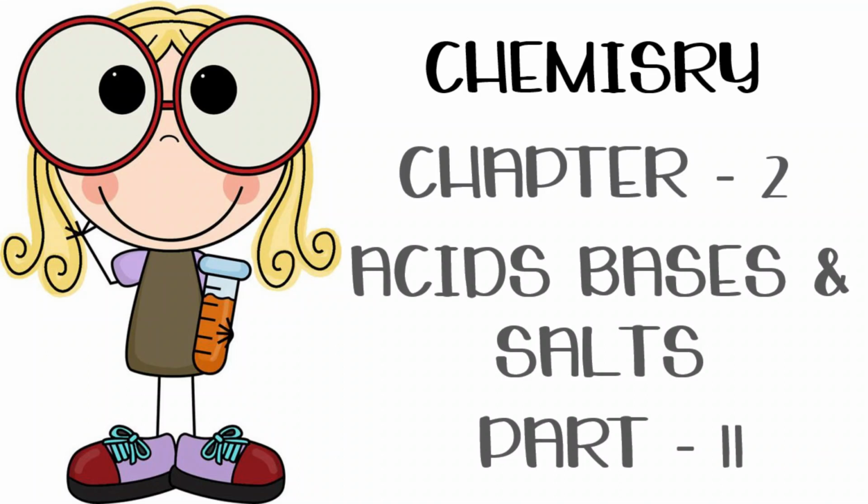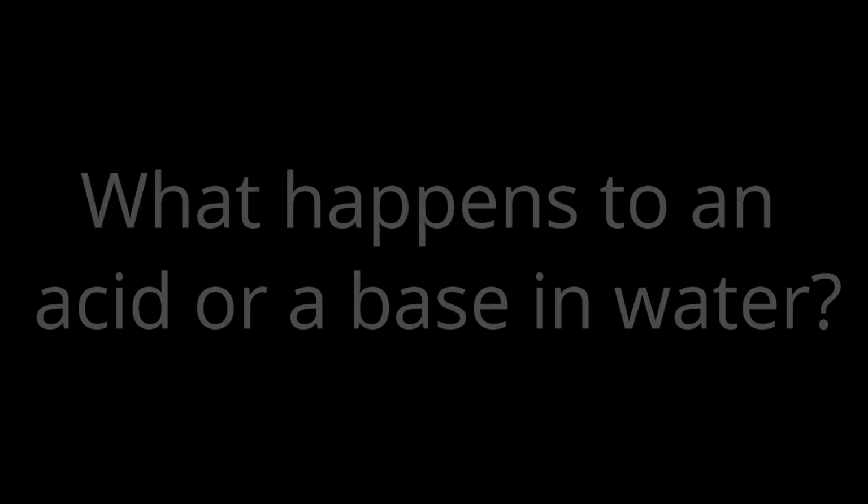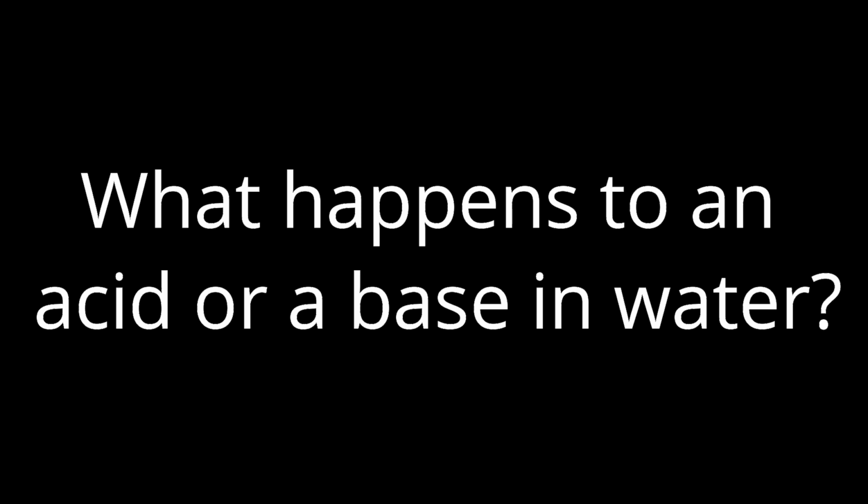In this video, we will continue with chapter 2 in chemistry, that is acids, bases and salts. Now remember I told you a few topics back that we will understand why NaOH is a base and HCl is an acid. Now this is the topic which will help us understand why HCl is an acid and NaOH is a base. This is where we'll observe what happens to an acid or a base in a water solution.